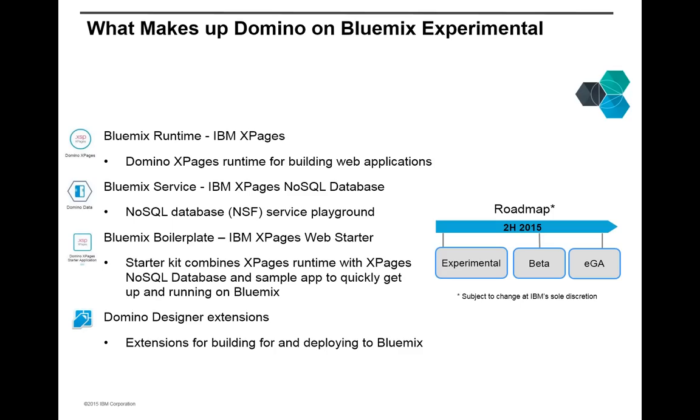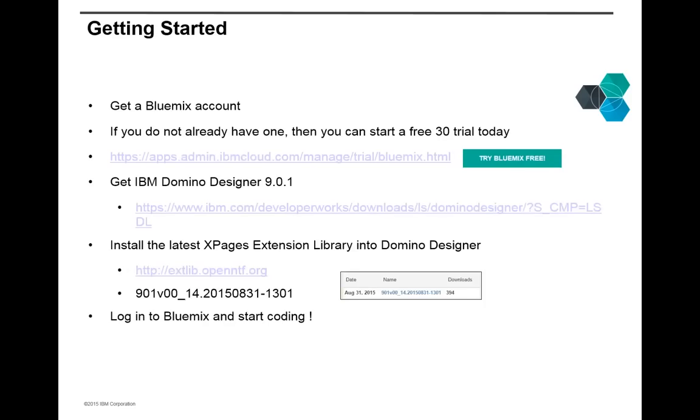If we go on to the next slide, I just wanted to make you aware of how to get started. The first thing is you can get a Bluemix account. If you don't already have one, there's a 30-day free trial, so you can follow that link there. You want to be using Domino Designer 901. The runtime and database servers are based on Domino 901, FixPack 4, so it's important you're using Domino Designer 901.